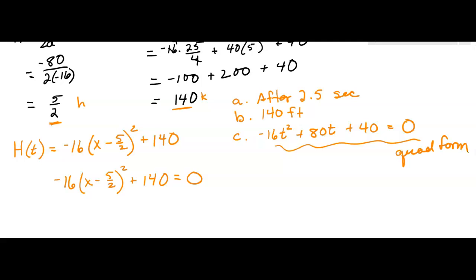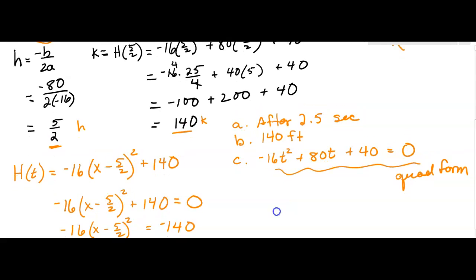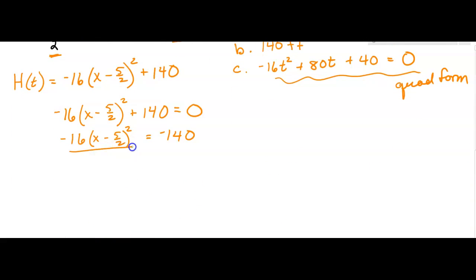Okay, so negative 16 times x minus 5 over 2 squared equals negative 140. I'm going to divide both sides by negative 16. So I get x minus 5 over 2 squared equals, and I was thinking it was going to work out, but let me get a calculator in. Well, it didn't work out as nicely as I was hoping. It winds up being 8.75. And then I'm going to have to take the square root of that. I'm going to switch to decimals now.